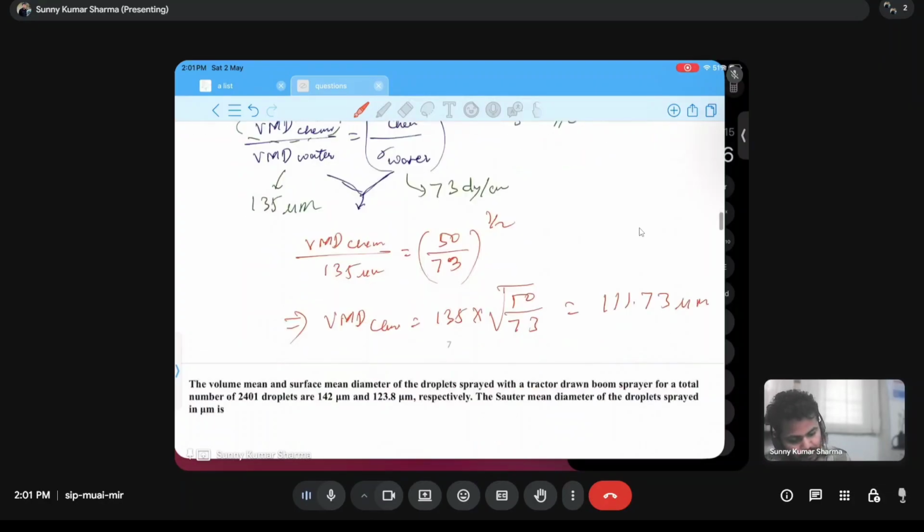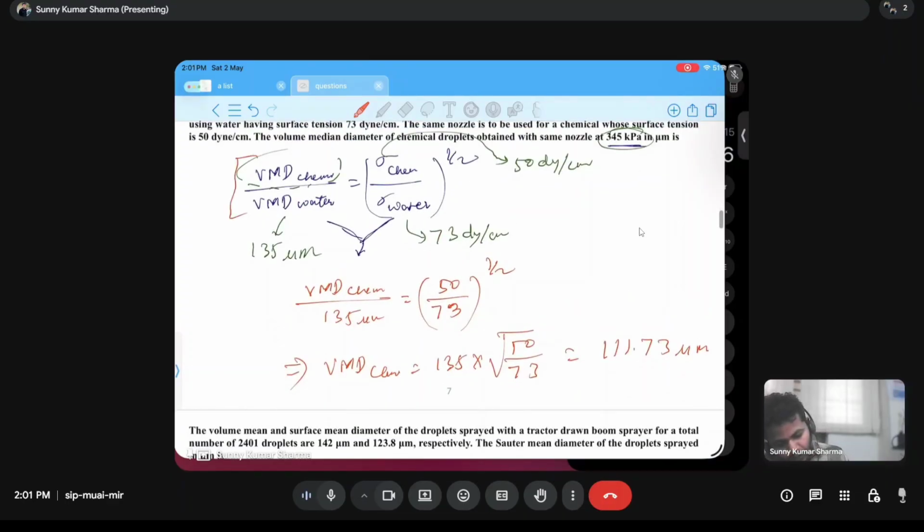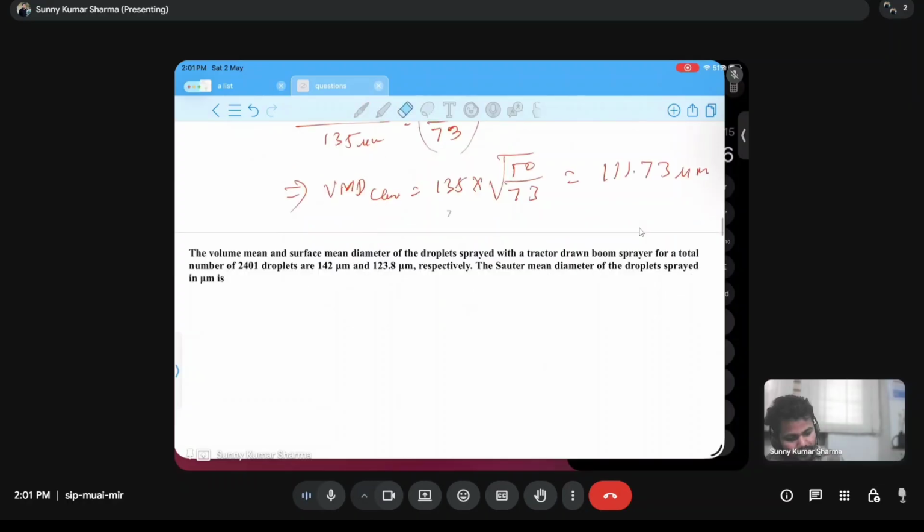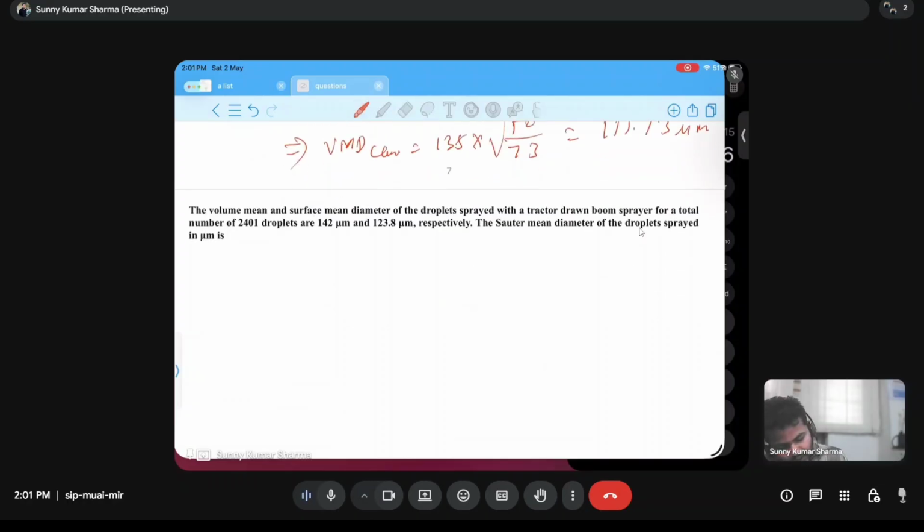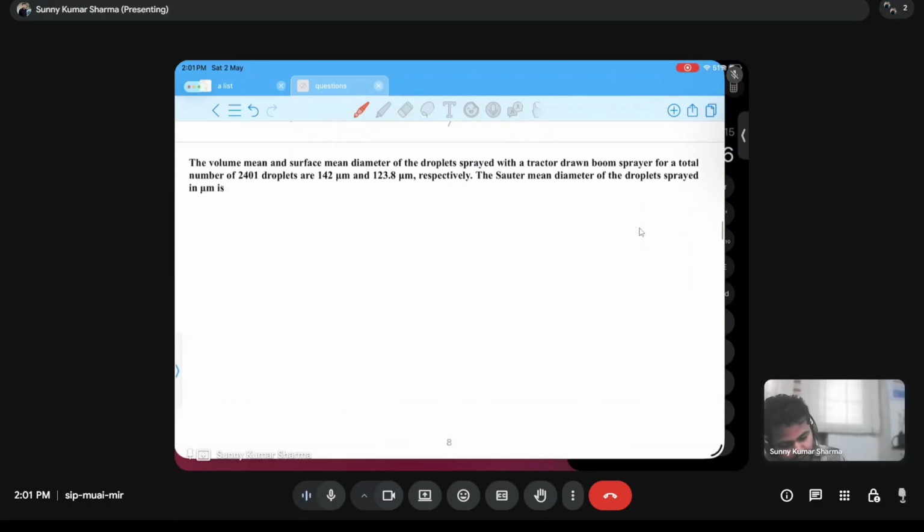So this question you will solve if you know what is known, what is unknown, and the relationship. Then you can solve this question very easily. So the next question is again related to a sprayer. The volume mean and surface mean diameter of droplets sprayed with a tractor drawn boom sprayer for a total number of 2401 droplets are 142 micrometer.